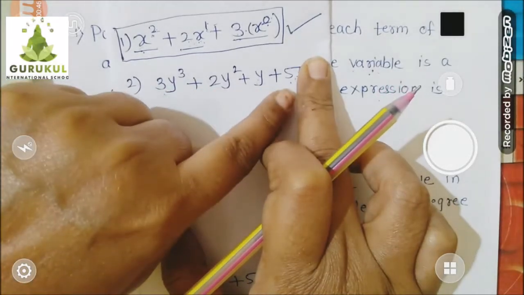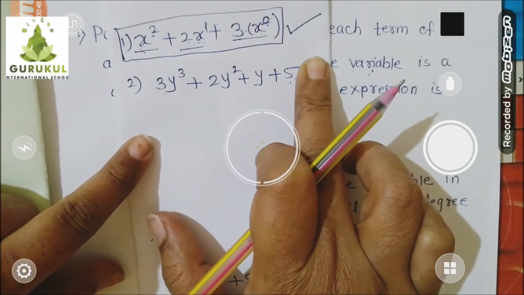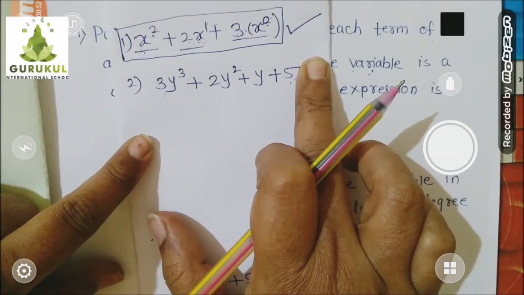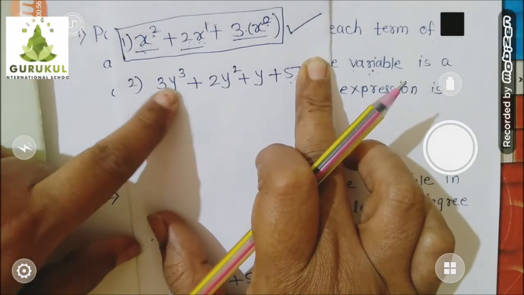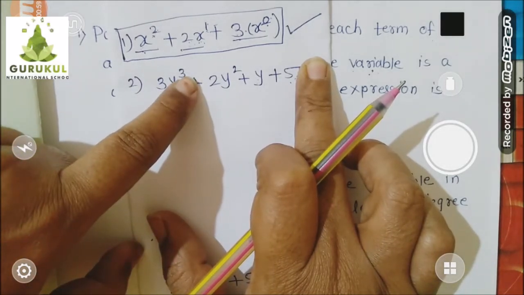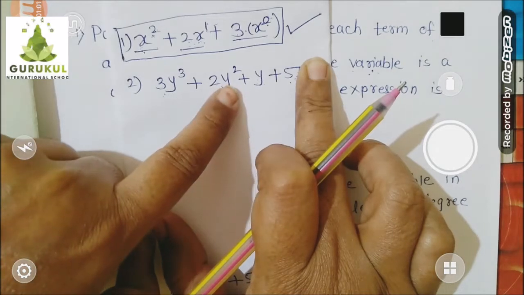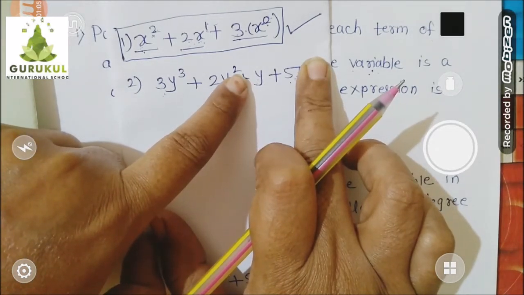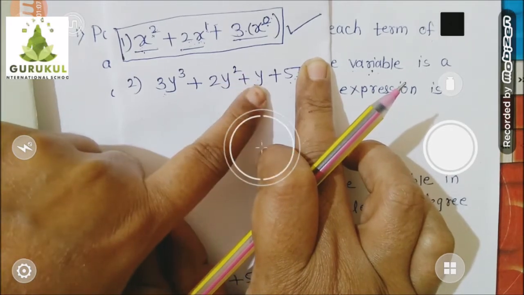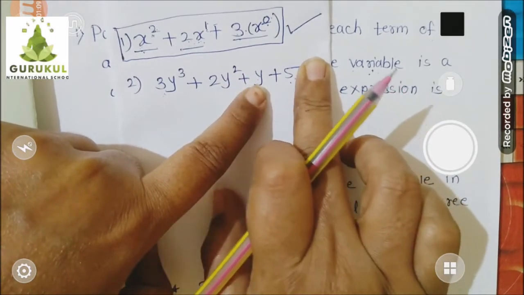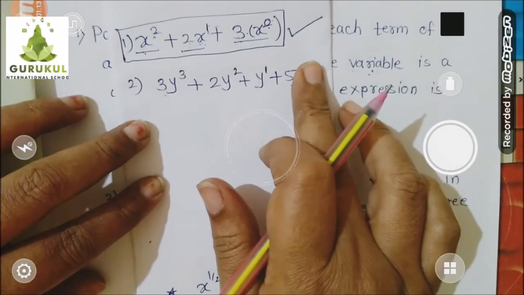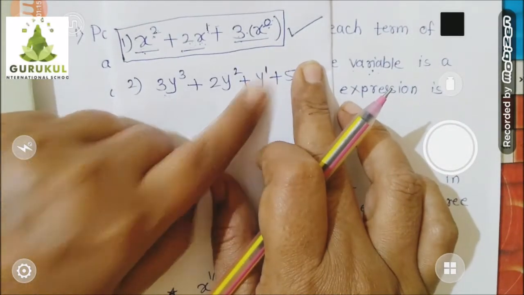So throughout the expression it contains only one variable y. First condition is satisfied. Second, do they contain whole number indices in each term? Let's check it. First term 3y cube. What is the index? 3. 3 is a whole number. Second term 2y square. What is the index of variable y? 2. 2 is also a whole number. Third, only y is written. No index is written. It means it is y raised to 1. Okay, is 1 a whole number? Yes.